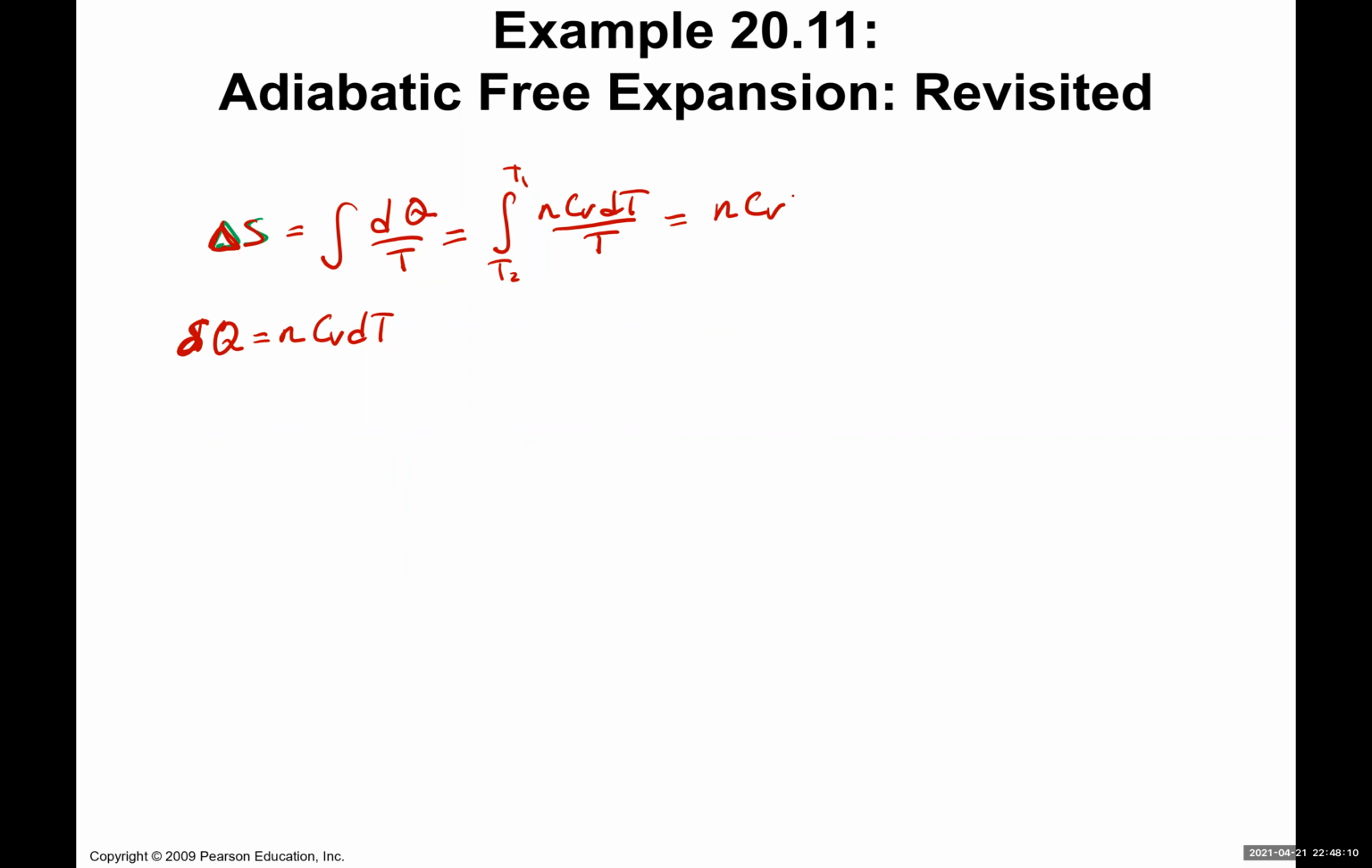Then this is equal to n Cv, which can come out of the integral, and we just have the integral from T2 to T1 of dT over T. Now, dT over T just gives us ln of T with the limits of T1 over T2. So it's basically going to be ln of T1 over T2.